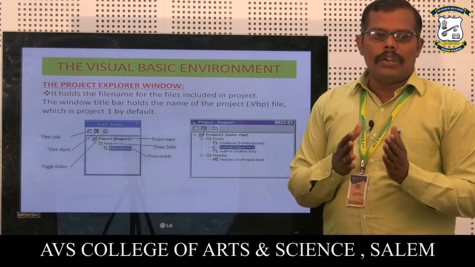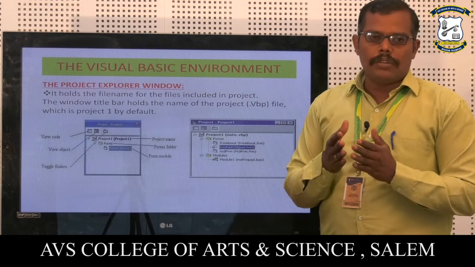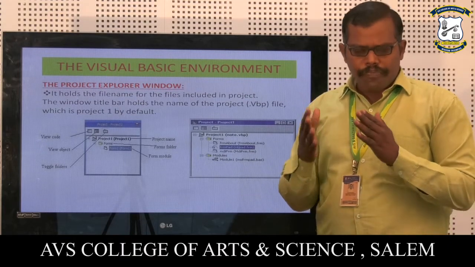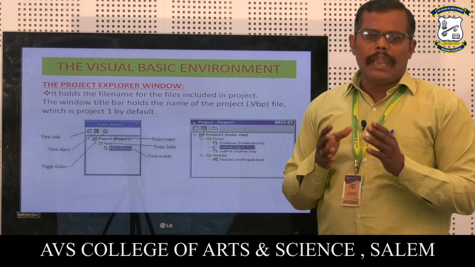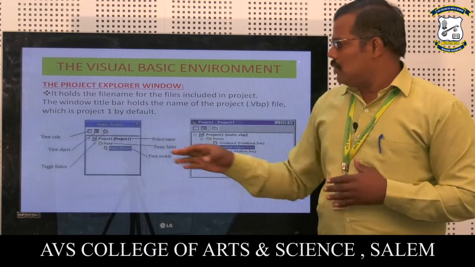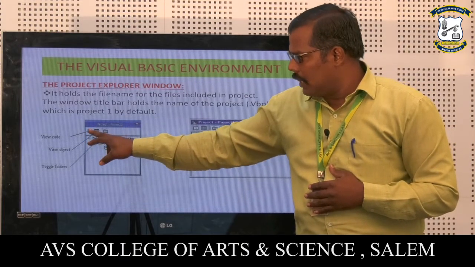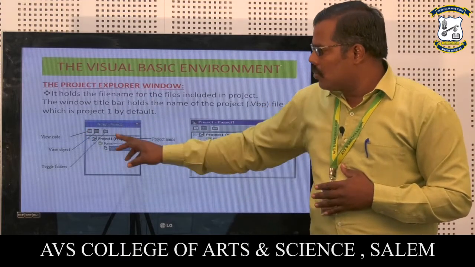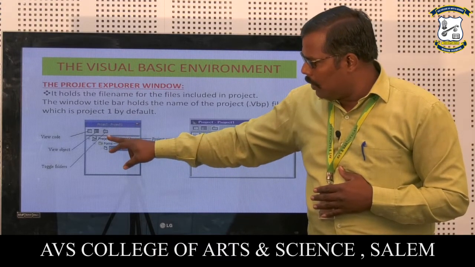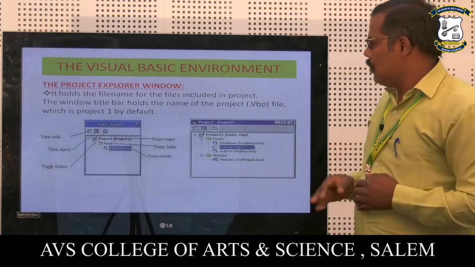Here we have two important parts. One is the designing part, that is called View Object. The second one is called View Code. We can write the respective code for that particular object. We can see that particular code by clicking this icon. And next one is Toggle Folder. It will show the exploring of the project name, form name, and all.